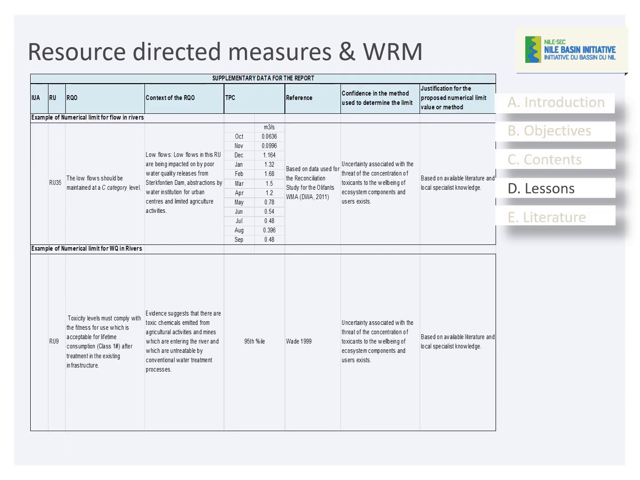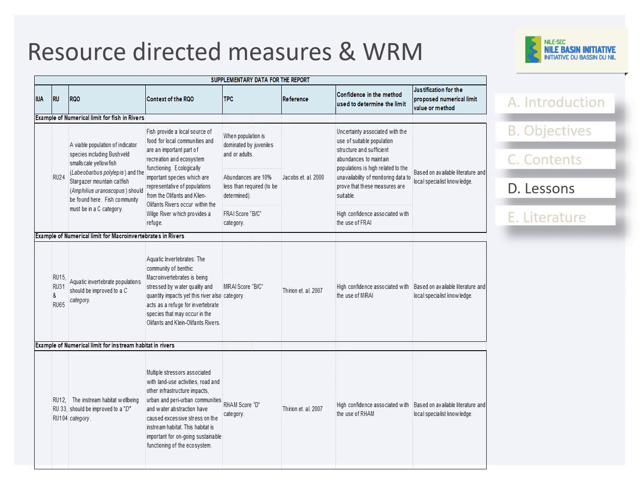And that was done for water quality as well. And this is an example here of toxic levels must comply with fitness for use, which is acceptable for lifetime consumption of human users, for example. So there can be many different types of objectives which are representative of that particular issue in that area and can be established to help contribute to that area.